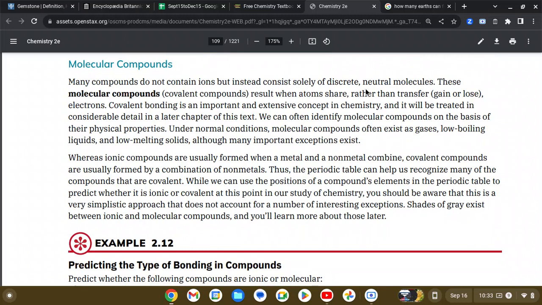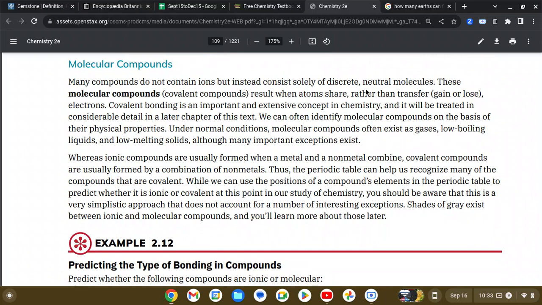Covalent bonding is an important and extensive concept in chemistry, and it will be treated in considerable detail in a later chapter of this text. We can often identify molecular compounds on the basis of their physical properties. Under normal conditions, molecular compounds often exist as gases, low boiling liquids, and low melting solids, although many important exceptions exist.